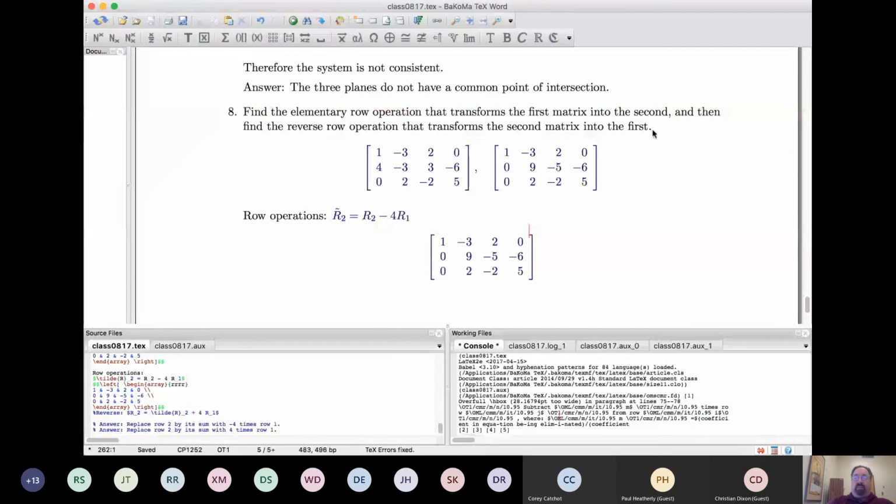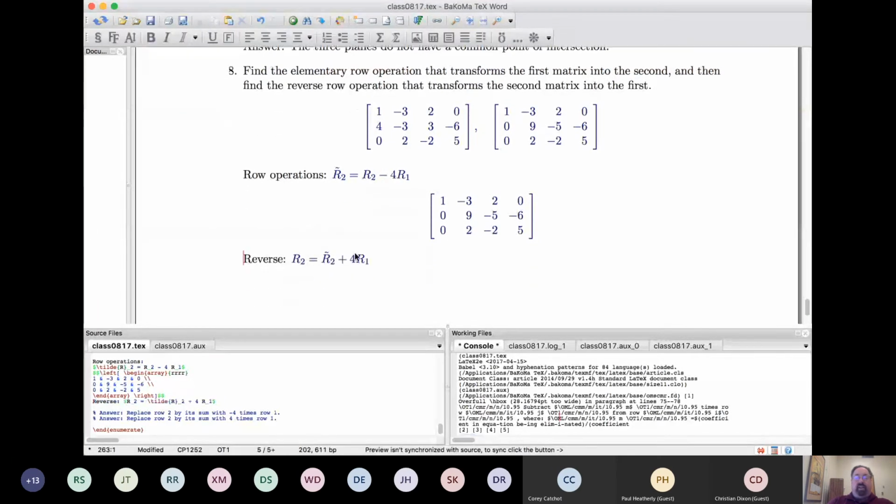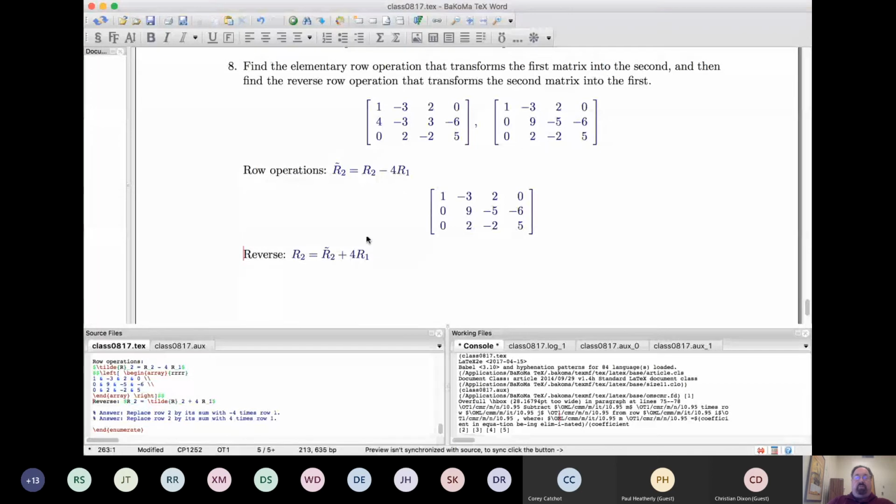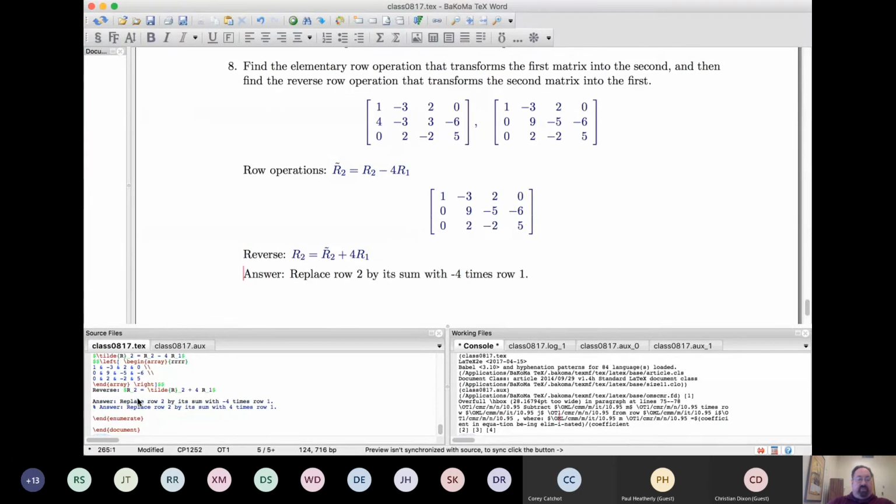But now the problem asks for finding the reverse row operation that transformed this matrix back into the first. So you want to undo. Well, all you have to do in this case is rearrange this equation. Isolate R2, the original second row. So if I just go ahead and rearrange that equation, I'm just moving its term to the other side. So reversing a row operation of this kind, where you're taking a multiple of one row and adding it or subtracting it from another, you just flip the sign. That's all it takes. And that will reverse a row operation. So in this case, transform this to this.